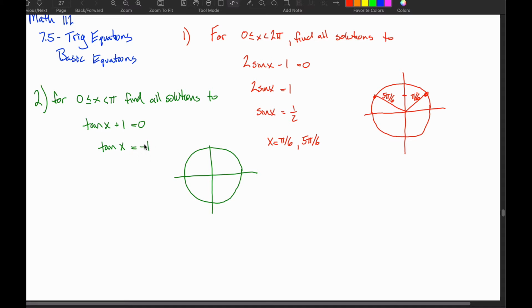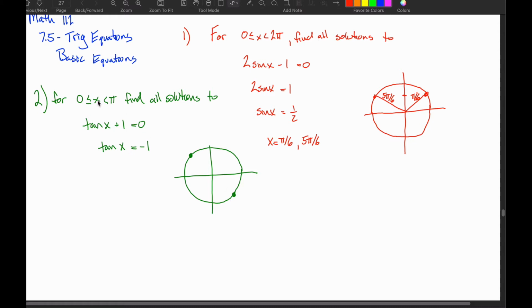So in order for the fraction to be equal to negative 1, I want the top and the bottom to be the same in terms of absolute value, but one to be negative, one to be positive. What I'm talking about is the point over here, where x is negative root 2 over 2 and y is root 2 over 2, and the point down here, where x is positive root 2 over 2 and y is negative root 2 over 2.